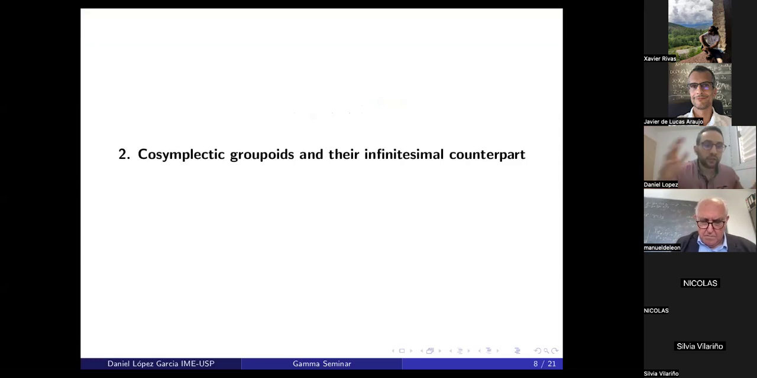This was a kind of motivation in order to introduce these Lie groupoids and Lie algebroids to the world of symplectic manifolds. Now I'm going to do something similar, but from the point of view of cosymplectic manifolds.